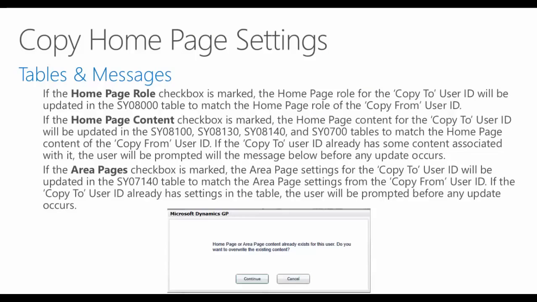So let's look at some details on what tables are affected when you do use the copy homepage settings. If you mark homepage role, you'll see that the table affected is the SY08000. When you do the homepage content, there's a list of tables that'll be updated, and then the same for area pages. The message at the bottom is just the message that you'll see when the user that you're copying to already has some content customized for them, and it's just letting you know that it'll overwrite existing content if you click continue. And then the other option is to click cancel, which will cancel the copy operation that you were doing.